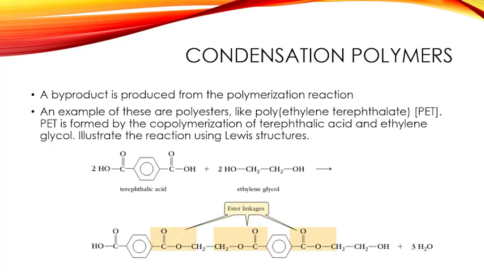The next class of polymers are called condensation polymers. So again, we have two types of synthetic polymers. We have the addition and condensation polymers. For condensation polymers, you are producing a byproduct from the polymerization reaction. An example of that is polyesters. You might have already heard of the term polyester because the term polyester is often used for clothing.